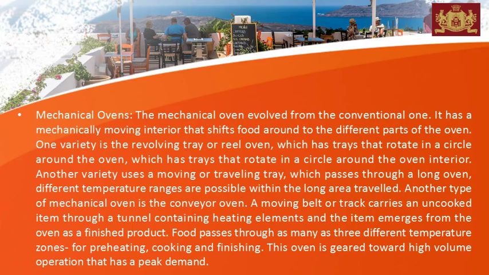Another type of mechanical oven is the conveyor oven. A moving belt or track carries an uncooked item through a tunnel containing heating elements, and the item emerges from the oven as a finished product. Food passes through as many as 3 different temperature zones for preheating, cooking and finishing. This oven is geared toward high-volume operation that has a peak demand.